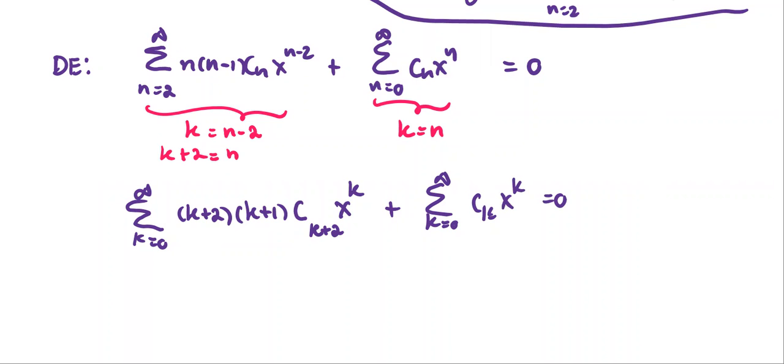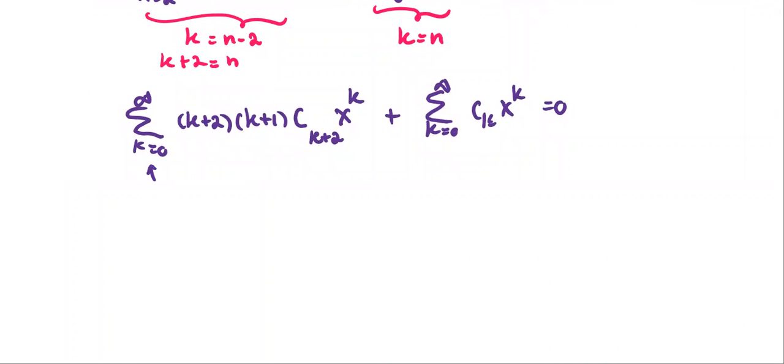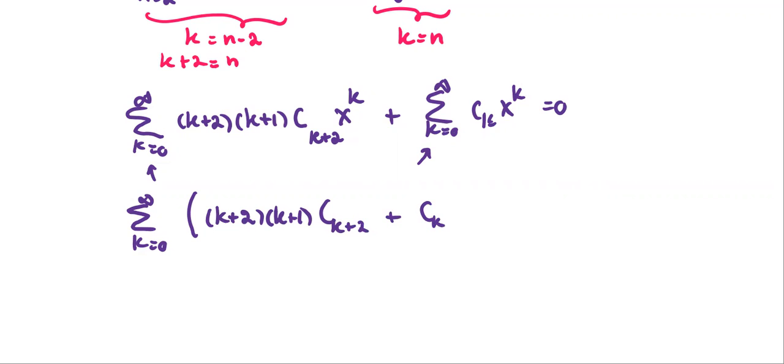Now we get the common factor x to the power k. We're going to factor x to the power k out. Before we do that, let's check the index starting at the same k value, so that we can combine these two summations into one. So summation k equals 0 to infinity, with the common factor x to the power k, the coefficient of the first one is k plus 2 times k plus 1 multiplied by c_{k+2}, added by c_k as the coefficient of the second summation, with the common factor x to the power k, equals 0.